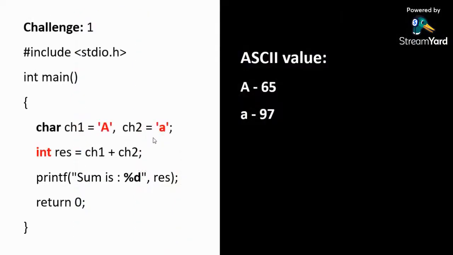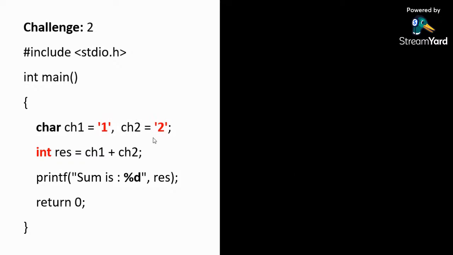So here, what is happening? Character is taken as input, uppercase A and lowercase a, and then they are added. Because RES is an integer, their ASCII values are added, and I'm printing the integer value. 65 and 97 are the ASCII values of uppercase and lowercase a. That's why the output is 162. What about this one?